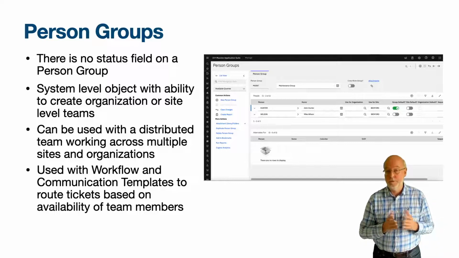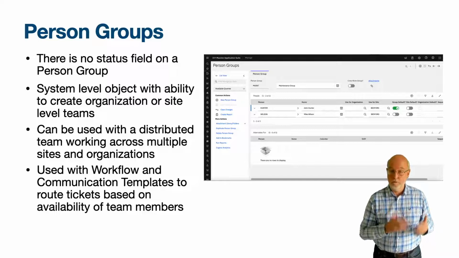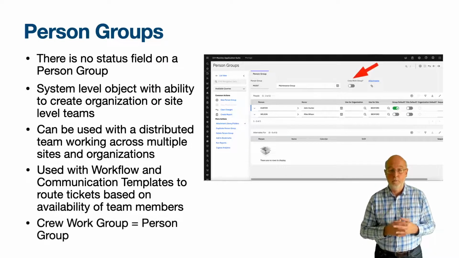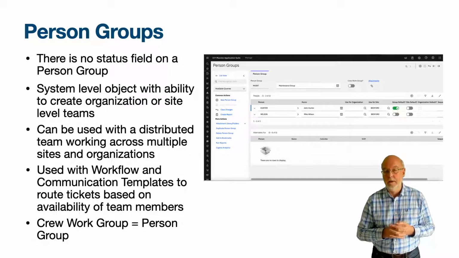The person groups are also used with crews. A crew work group is a person group where the crew work group attribute is set. This field can be set for multiple person groups by using the list tab action make available to crews.